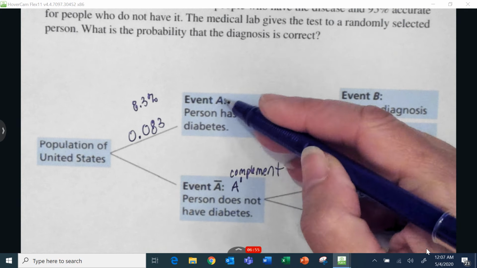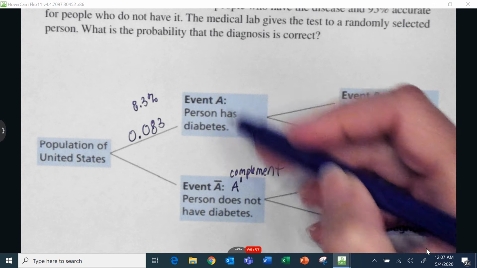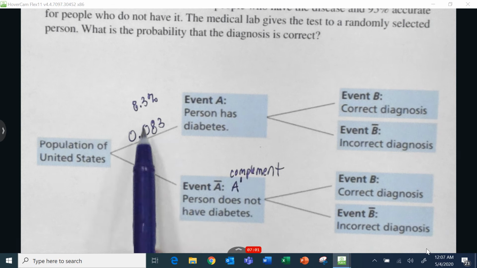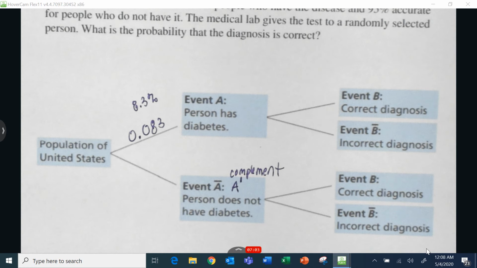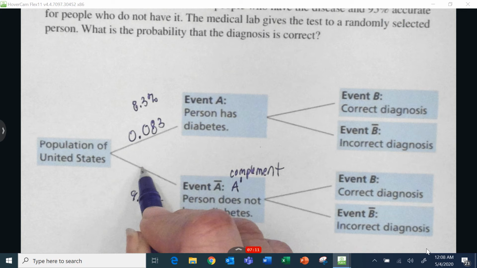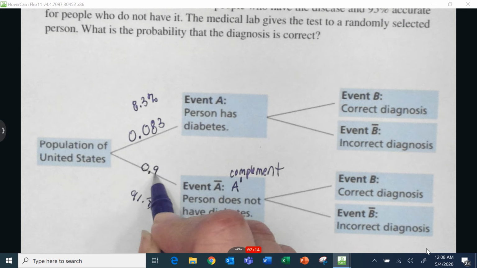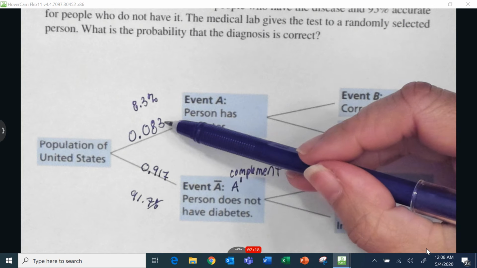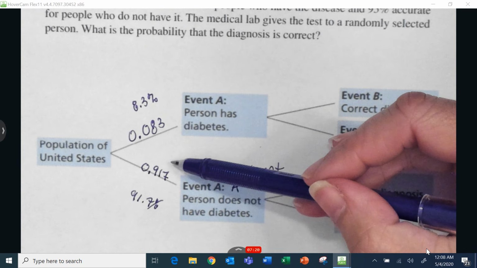That means the complement of event A. So here's event A. The complement of event A would be everybody else. So I take away 8.3% from 100% and I get 91.7%. Turn that into a decimal, and I get 0.917. So that makes up the entire United States population.